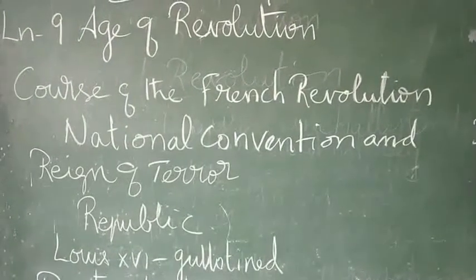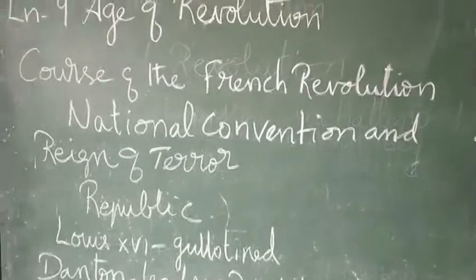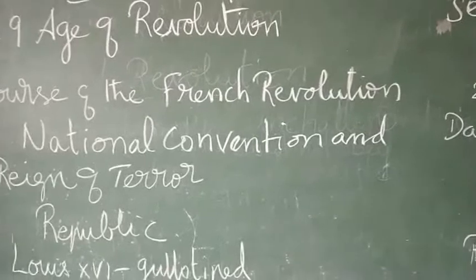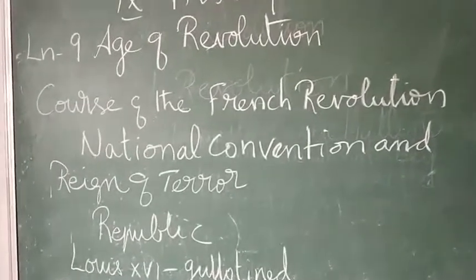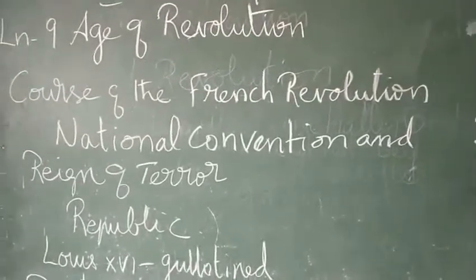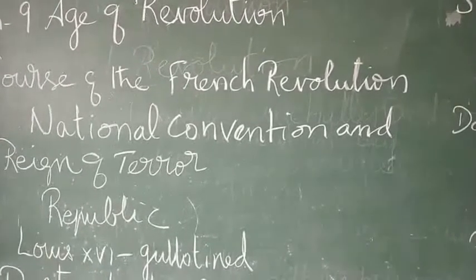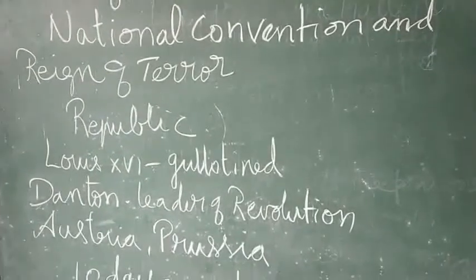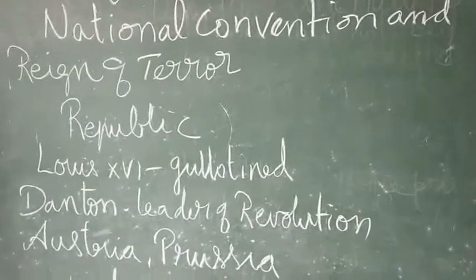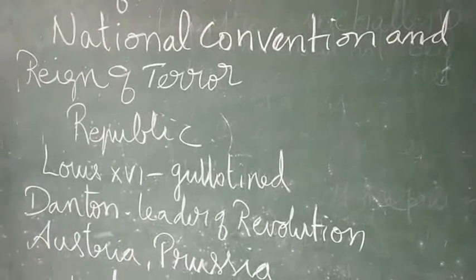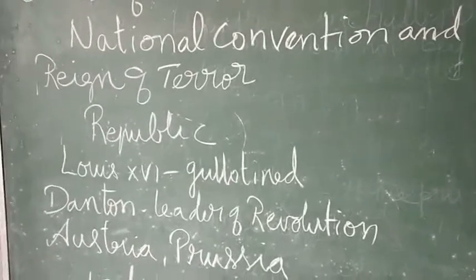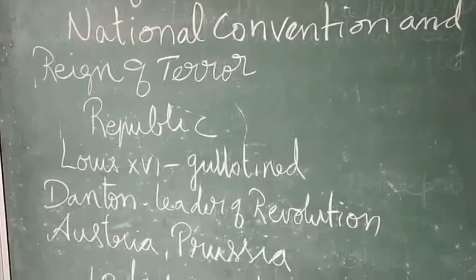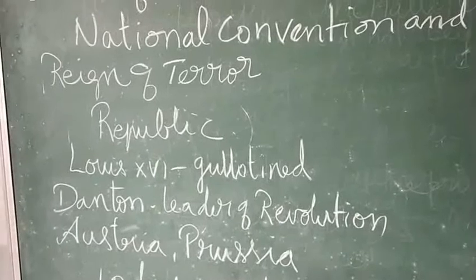So, National Convention and Reign of Terror. The National Convention was formed to form a republic. Louis XVI was taken up immediately and put to death. He was guillotined. Guillotine means the machine that cuts the head. It is named after the person named Guillotin.